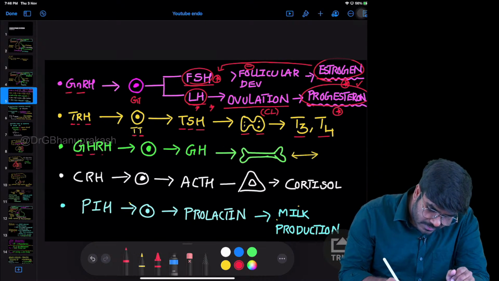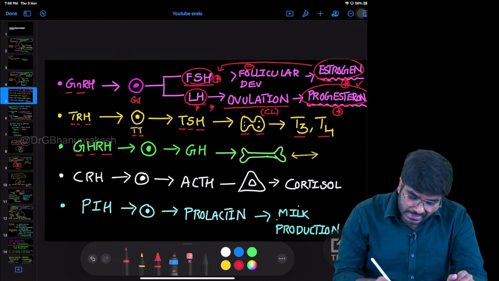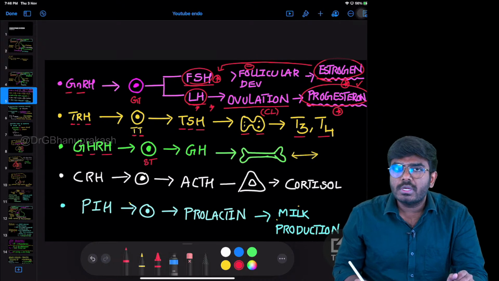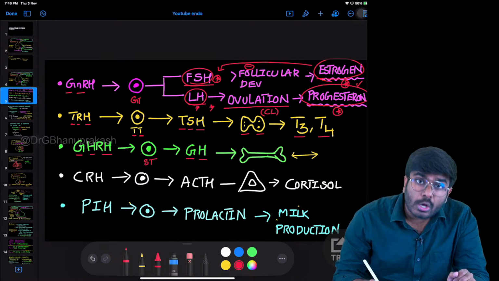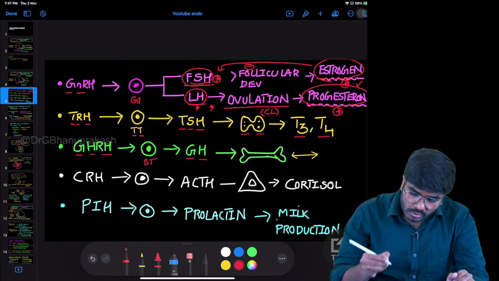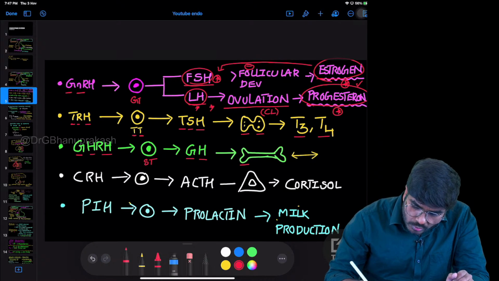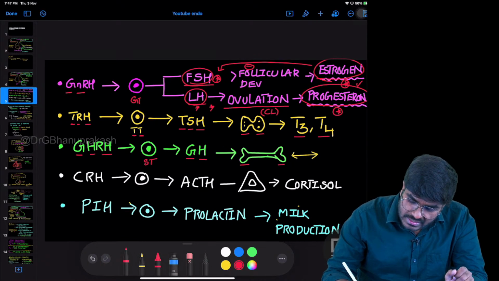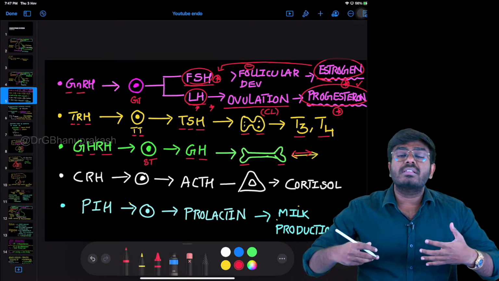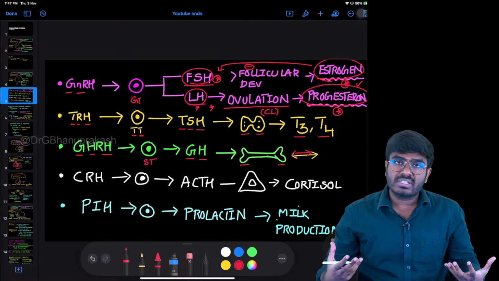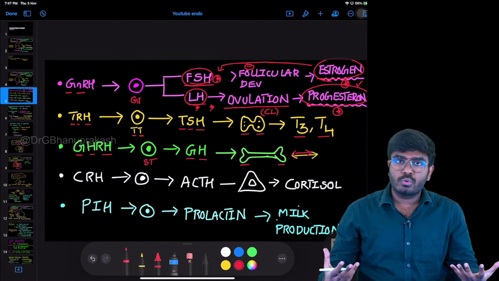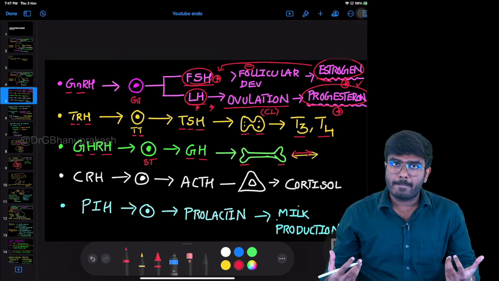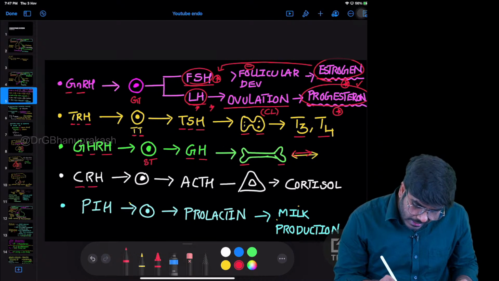Now GHRH means growth hormone releasing hormone. It acts on somatotropes. Somatotropes are going to release growth hormone. Now what will this growth hormone do? Growth hormone is going to act on your body viscera, and also on your bones, so that it increases the growth, increases the size of the cells, increases the size of the tissues, not only the bones but all the viscera.